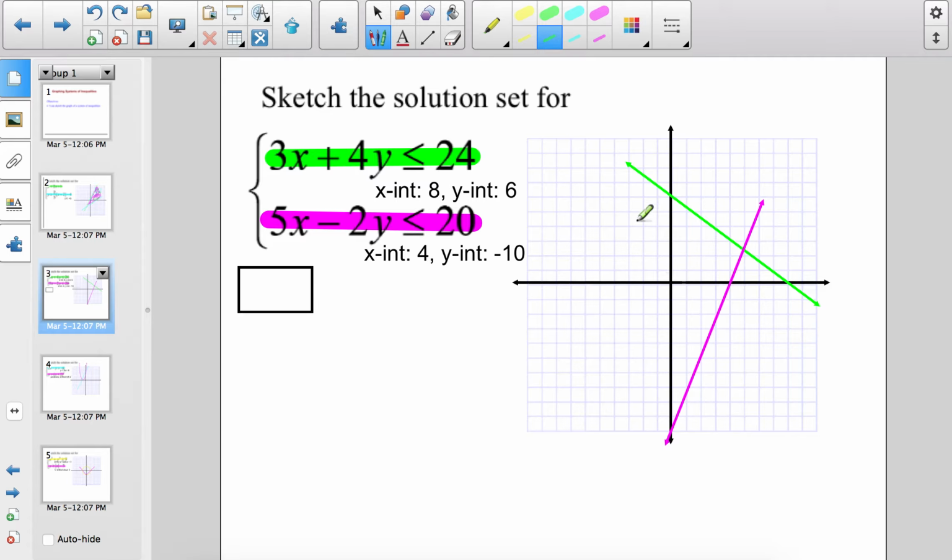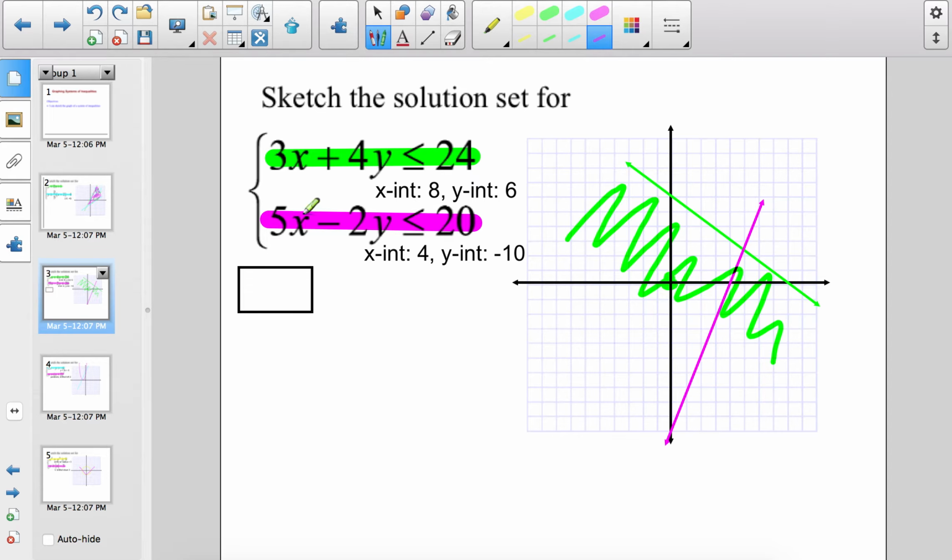So if 0, 0 works, that means I'm going to shade all of this stuff over here. If 0, 0 doesn't work, I'm going to shade everything over here on the green graph. So plug 0, 0 in. I would get 0 plus 0. Well, that's 0. Is 0 less than or equal to 24? It is. So that means 0, 0 works, and I have to shade on this side of my green graph. There it is.